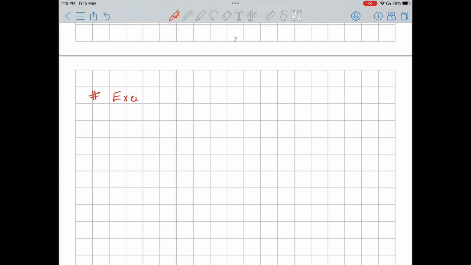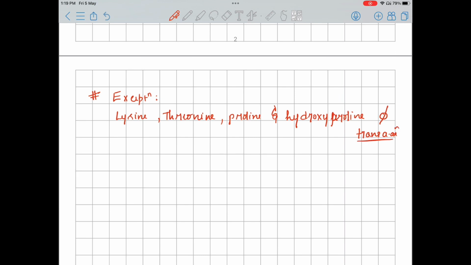Now one thing we need to know over here is there are certain exceptions. Certain amino acids do not undergo transamination, rather they directly undergo deamination, and that too non-oxidative deamination. They include lysine, threonine, proline and hydroxyproline. These need to be remembered. Lysine, threonine, proline and hydroxyproline undergo non-oxidative deamination. After that, there is certain delta amino acid which also goes through this transamination process, that is ornithine. So ornithine is the delta amino acid which shows transamination process.